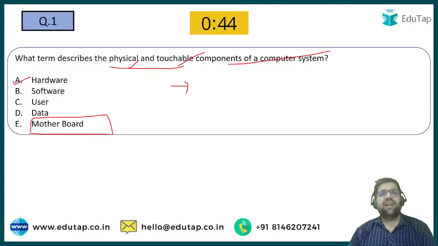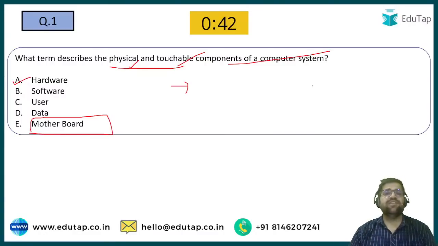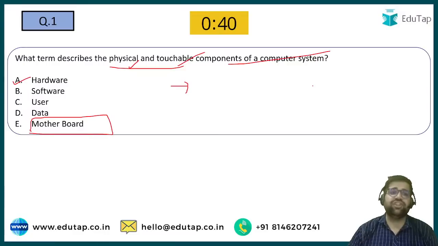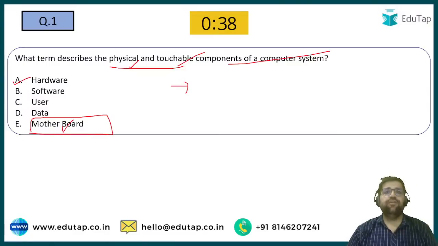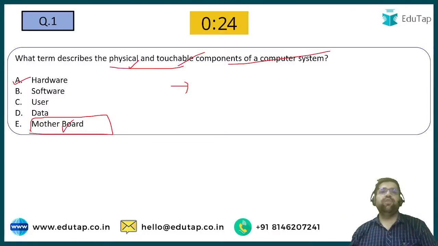Why is motherboard a hardware? Hardware is that particular component which we can touch. In the same case, the motherboard we can open up, we can definitely screw, we can definitely use screwdrivers to open your laptop or computer, and we can take the motherboard out. And what is motherboard? Motherboard is that particular place wherein all the important components of the computer are placed.